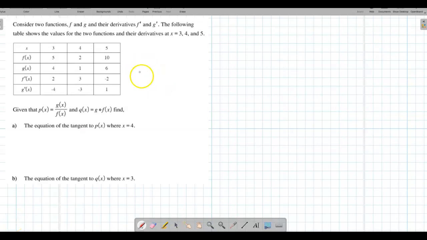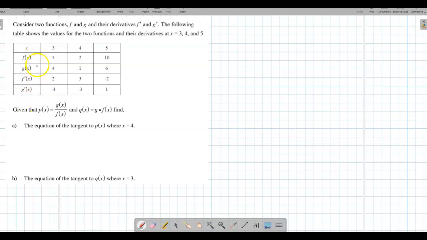This video is looking at how we use the chain, the product, and the quotient rule if we just have functions. So we don't actually have to do any differentiation, just have to follow the rules. So they're giving us a table of values. It might be worth actually pausing the video and reading this. I'm going to do part A in this video. I'm going to do part B in the next video because it's quite a long process.